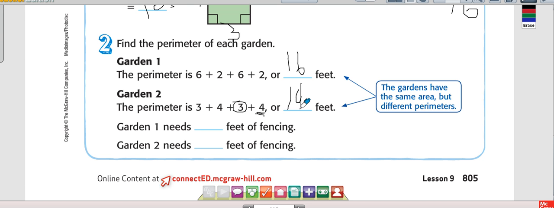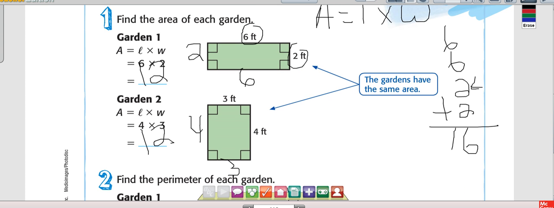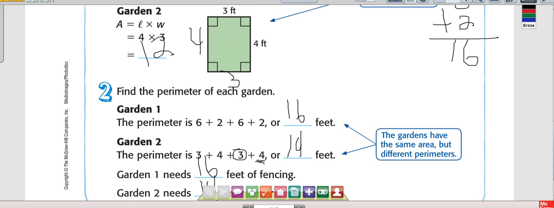So for garden number 1, she needs 16 feet of fencing, okay? And for garden number 2, she needs 14 feet of fencing to go around each garden.